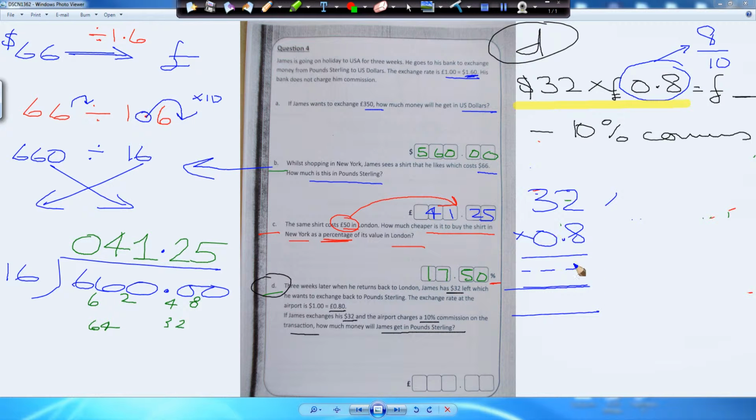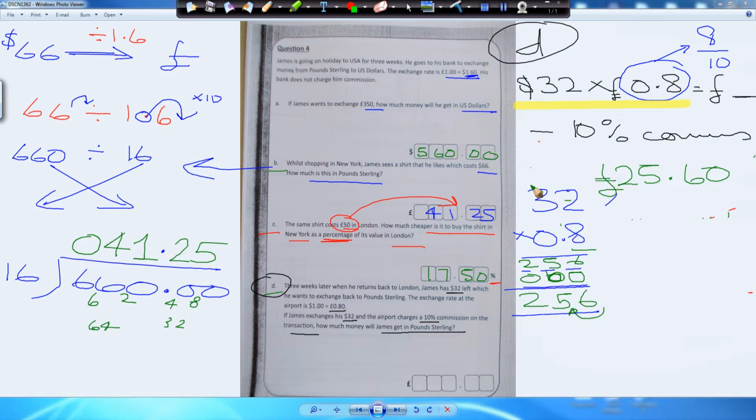Ready? 2 times by 8 is? 16. 3 times by 8 is? 24. Add 1 is 25. We put a 0 down here for good measure. And then everything times by 0 is just 0. Add them all up. We have one decimal place in the question, so we'll have 1 in the answer. So, $32 times by 0.8 pounds gives us an answer of £25.60 is how much you will get.